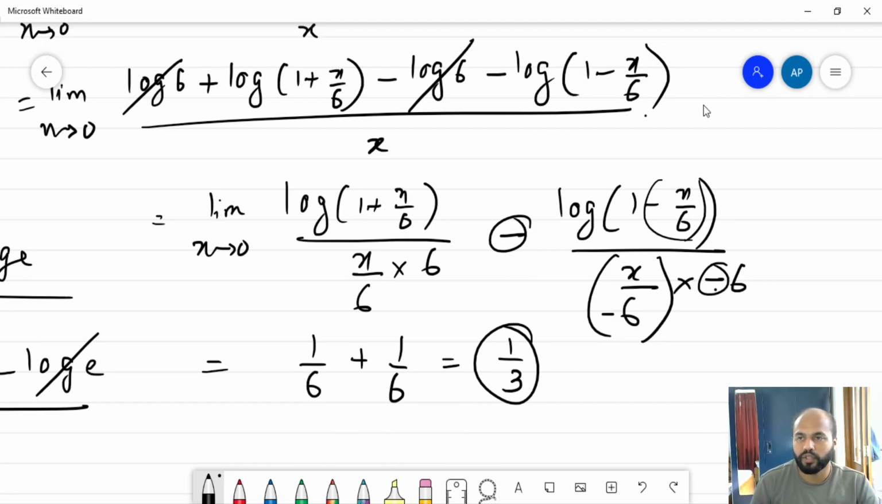This is a very important problem and has to be remembered. The trick of solving these logarithmic limits has to be remembered.